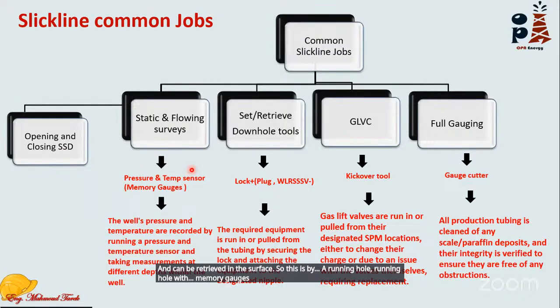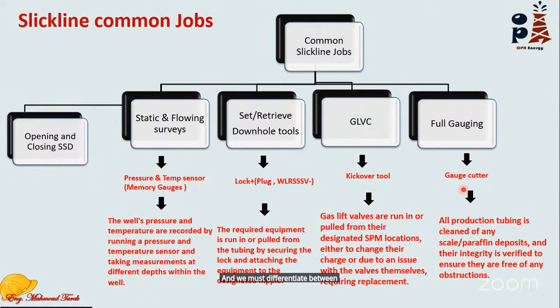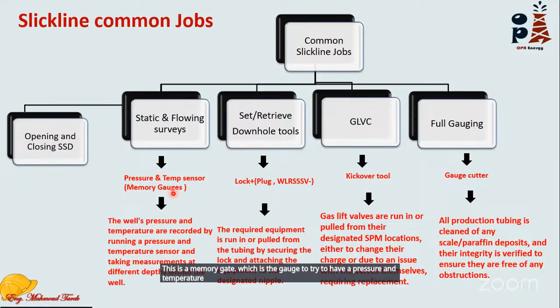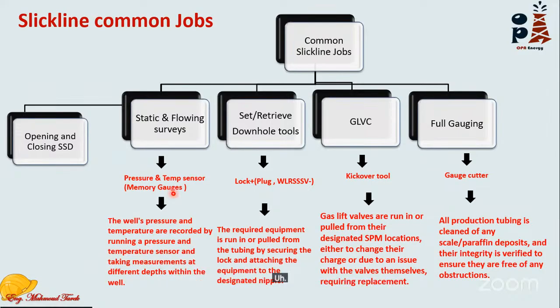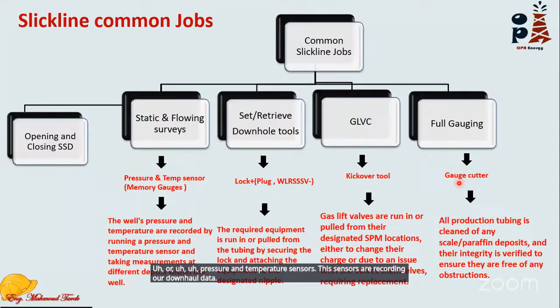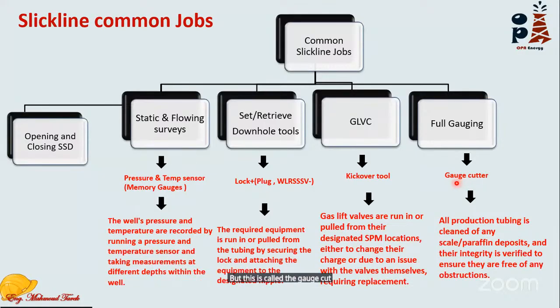We must differentiate between this gauge and this gauge. This is the memory gauge, which has a pressure and temperature transmitter or pressure and temperature sensors. These sensors are recording our downhole data, but this is called the gauge cutter, for gauging or drifting the well.